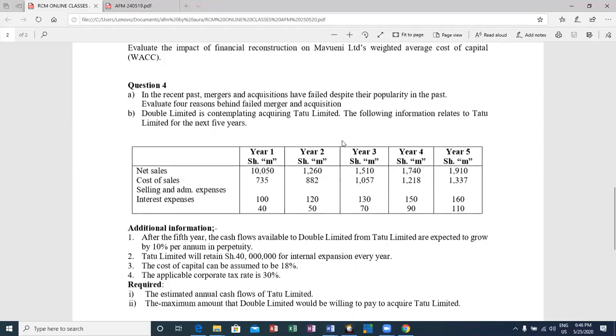Additional information: after the 5th year, the cash flows available to Double Limited from Tattoo Limited are expected to grow by 10% per annum in perpetuity. Note 2, Tattoo Limited will retain shillings 40 million for internal expansion every year. Note 3, the cost of capital can be assumed to be 18%. Note 4, the applicable corporation tax rate is 30%.